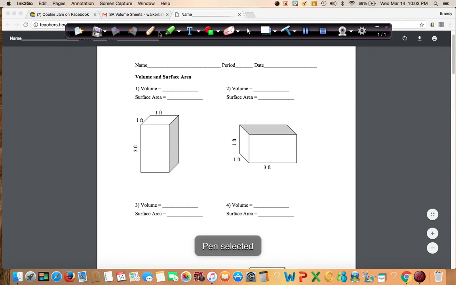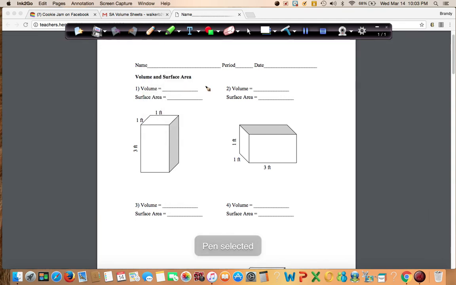The first one is the volume for rectangular prisms. That one is pretty easy. Volume equals length times width times height.